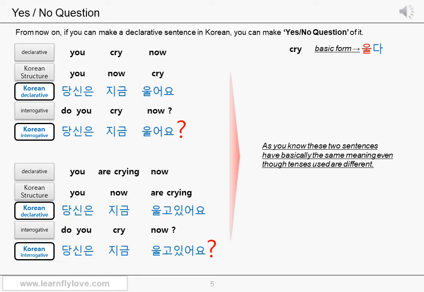Let's see a couple more examples. You cry now. 당신은 지금 울어요. Or you are crying now. 당신은 지금 울고 있어요. Present simple or present continuous. Whichever you use, they can both mean present continuous if you use a proper adverb with it. Just get rid of the pronoun you, 당신은, and add a question mark at the end of the sentence and read it properly. Do you cry now? 지금 울어요? Are you crying now? 지금 울고 있어요? You understand I'm exaggerating the rising tone for your better understanding, right?